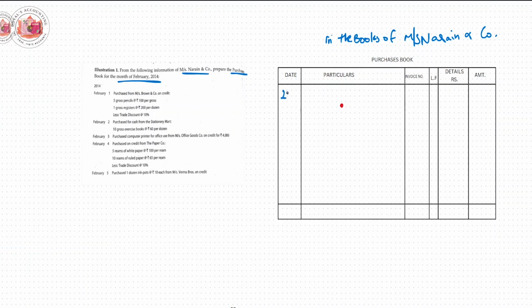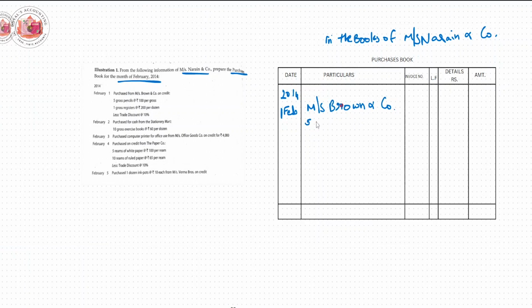Okay, so 2014. 1st February, we have purchased from Messrs. Brown and Co. on credit 5 gross pencils, 1 gross register at 200 rupees per dozen, less trade discount at 10%. So that means this is a credit purchase and we can record this in the purchase book. So 1st February, I will write Messrs. Brown and Co.